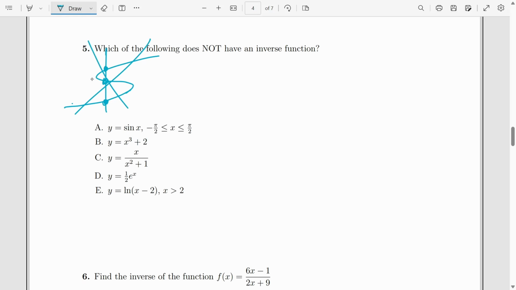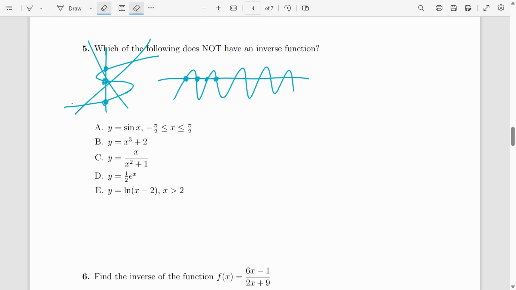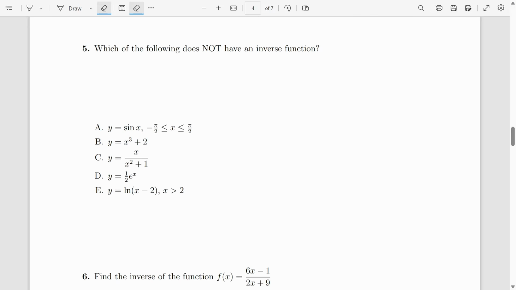Now what we can use for this problem to tell if something has an inverse is the horizontal line test. If we draw something out like a sine wave, we can use a horizontal line to tell that it intersects at multiple different points. So we know that a sine wave function does not have an inverse. We can use that to our advantage here to tell what has inverses and what doesn't. A sine wave or a cosine wave will usually fail the horizontal line test every single time because it passes through at multiple different points.